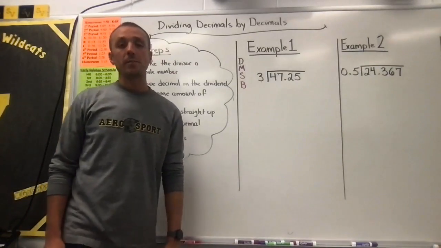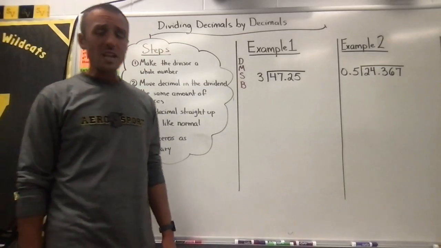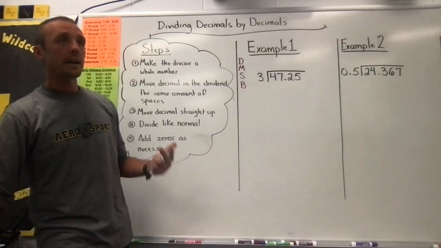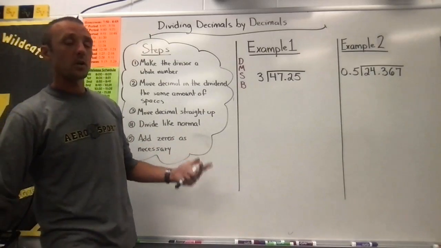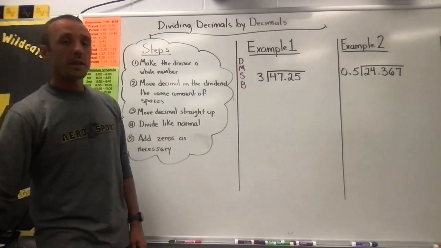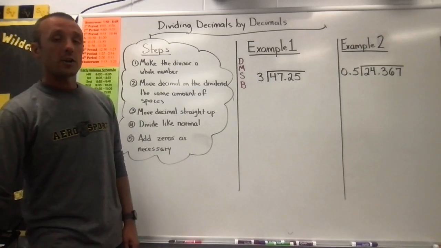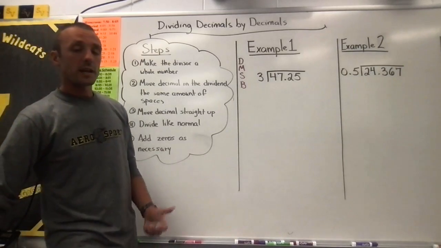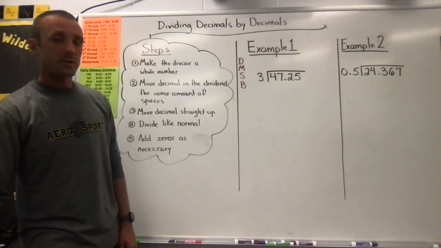Step 1 is we have to make that divisor a whole number. After we do that, we have to move the decimal in the divisor however many times it takes to make it a whole number. We must move the decimal that many times in our dividend to make it equivalent. Once we do that, we bring the decimal point straight up, divide like normal, and add zeros as necessary.